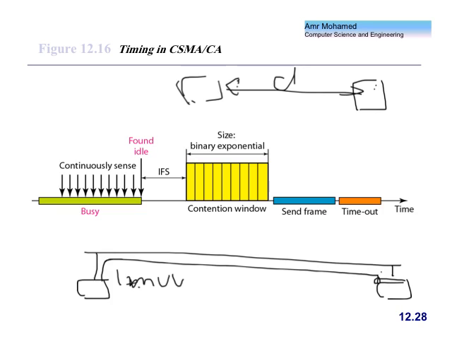Again, I cannot detect collision. So interframe spacing indicates that I cannot sense any transmission happening on the channel now. But maybe there is someone who's far, okay, and he is sending, and I cannot really hear him until now. So let's wait a little bit. So that's what this interframe spacing means.